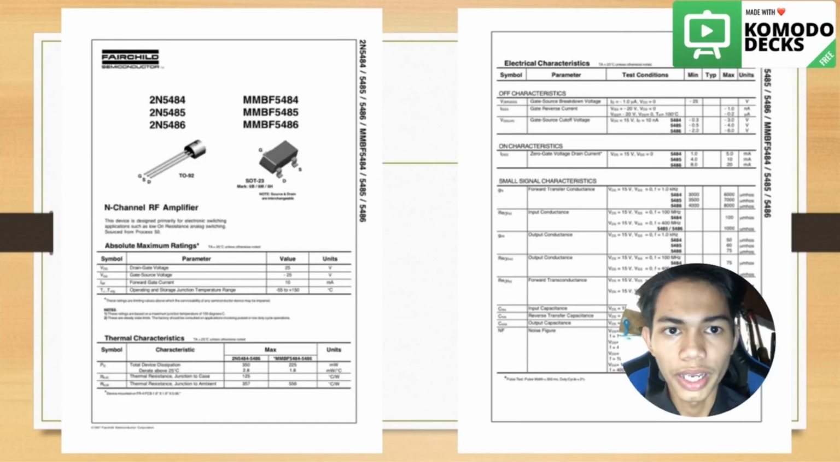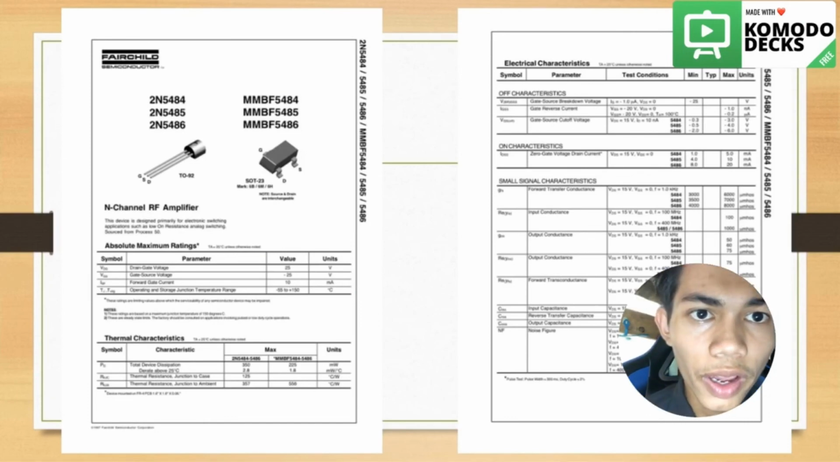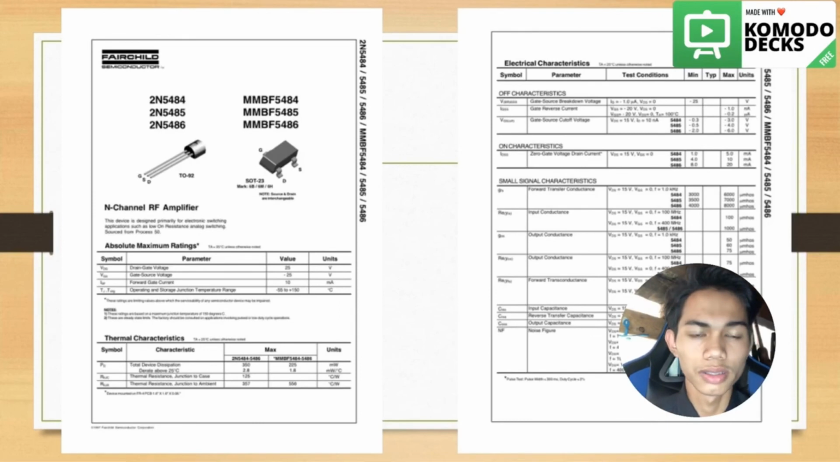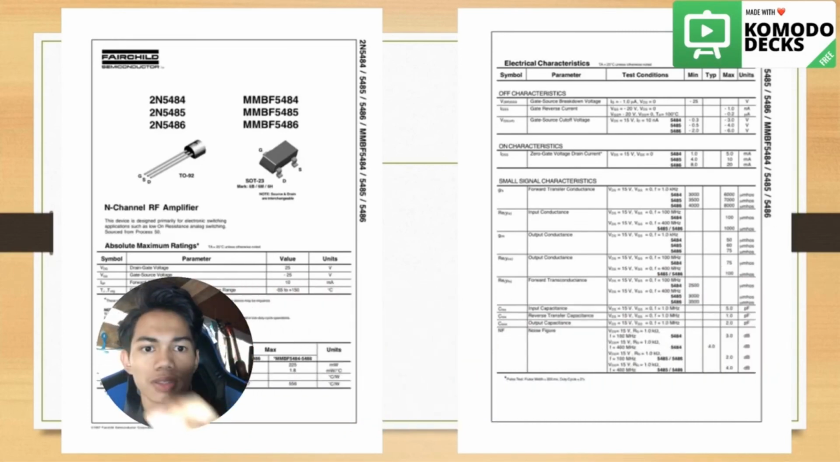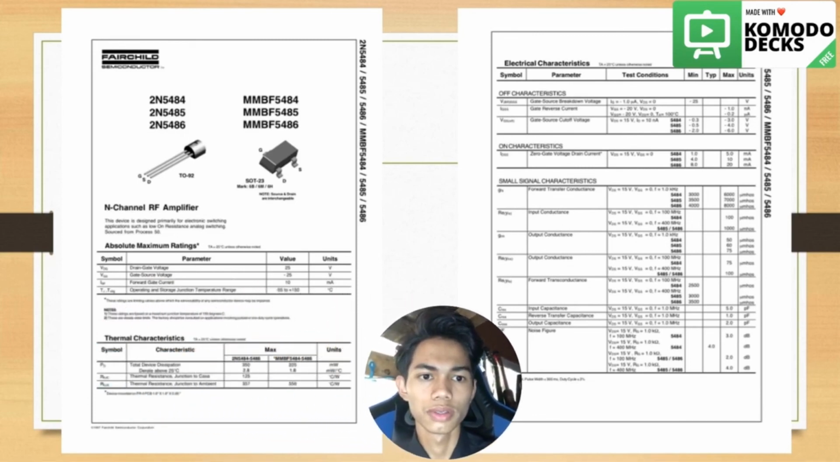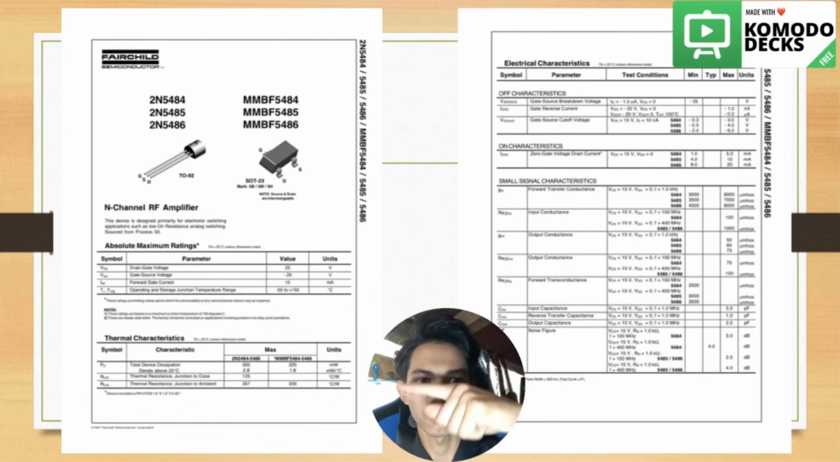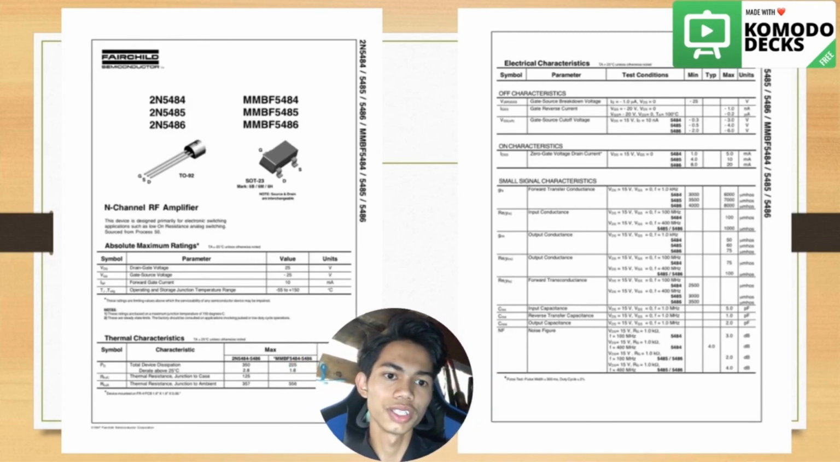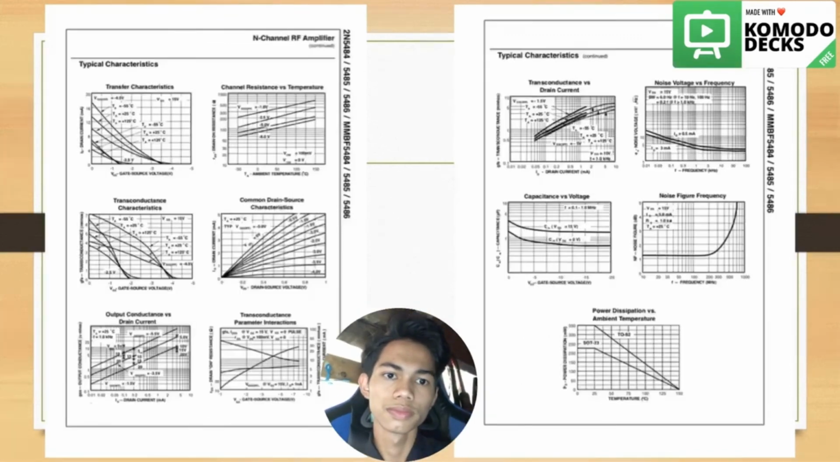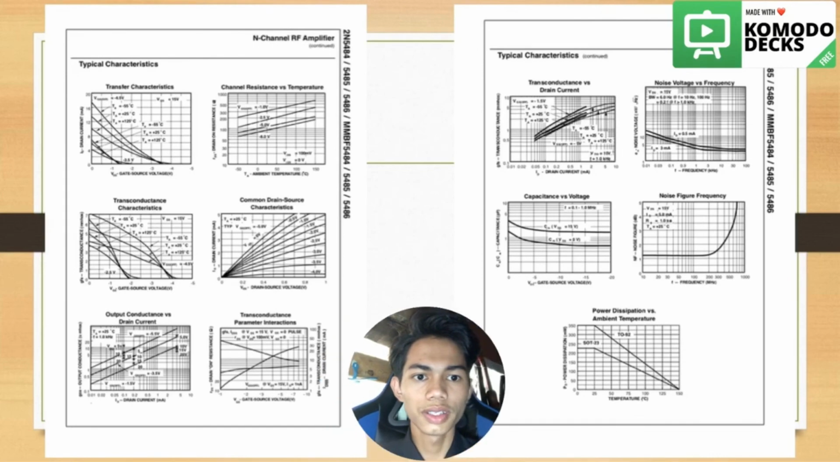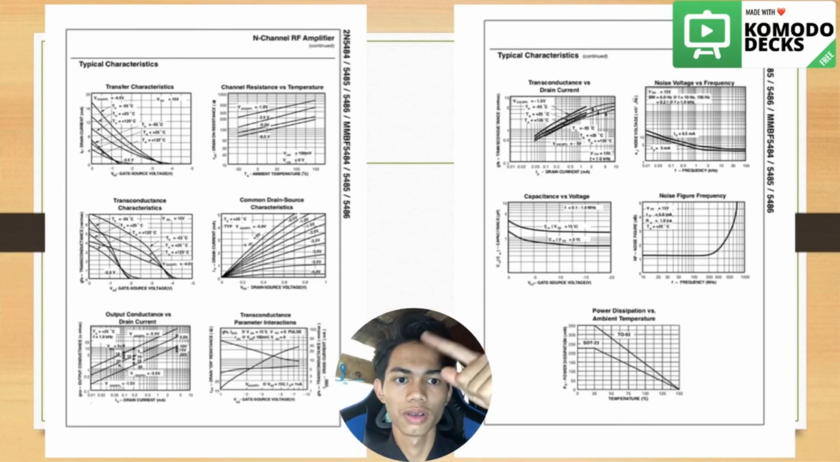Okay, this is the datasheet from Fairchild. Okay, let's see. At this you can see the picture, and this is the datasheet and calculation, and also this. Okay, this is an example graph.